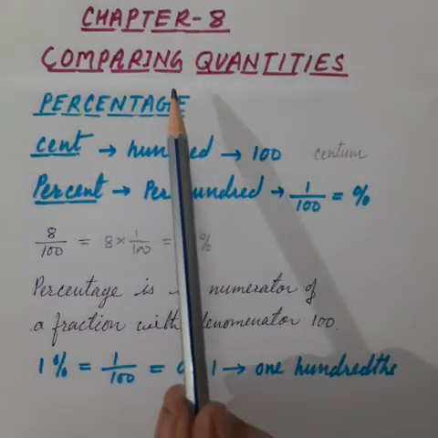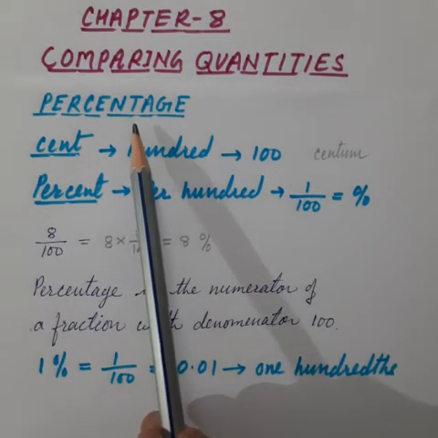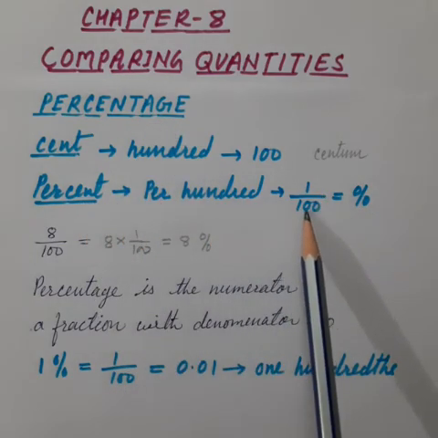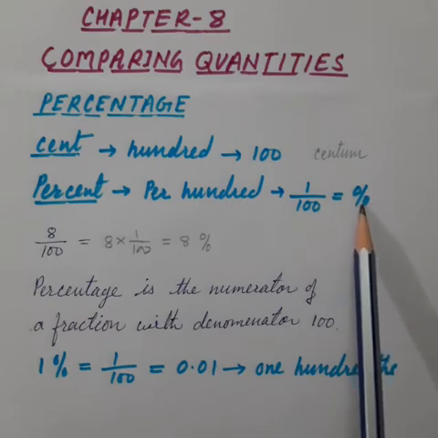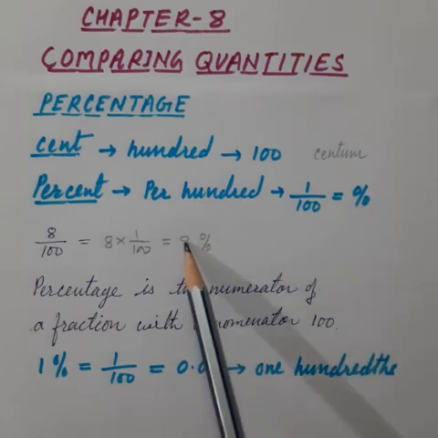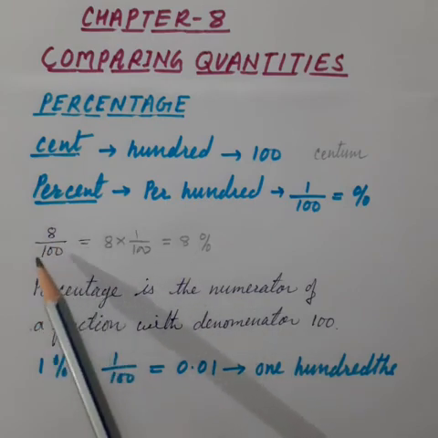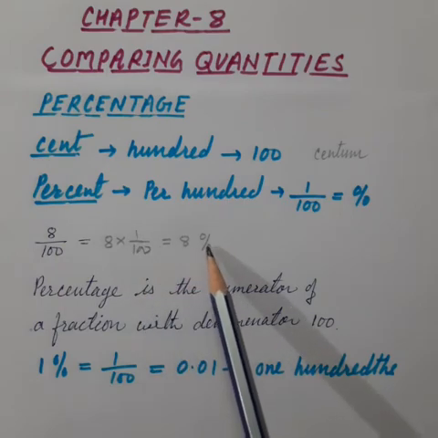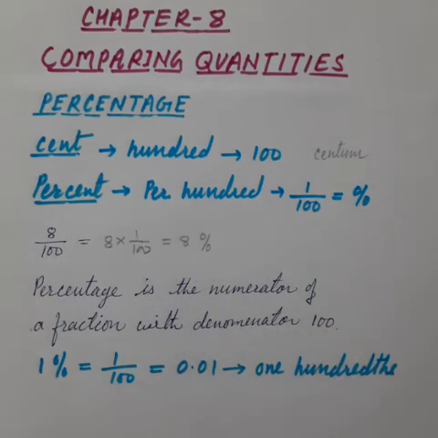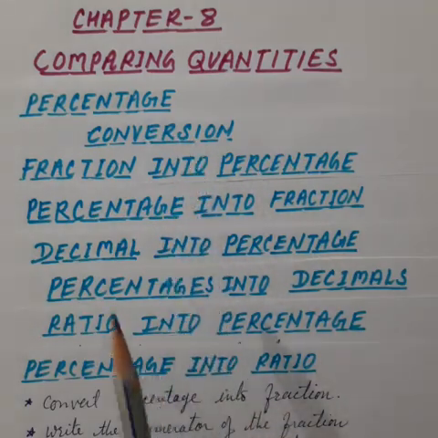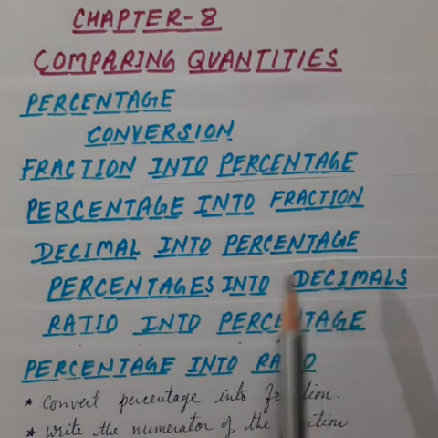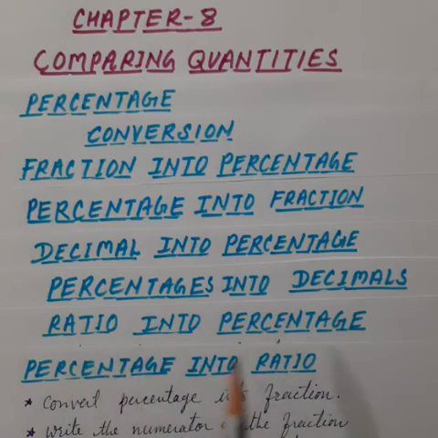In chapter 8, comparing quantities, in the previous class we learnt about percentage. Percent means per hundred, and 1 by 100 is represented by this symbol, percent. Percentage is the numerator of a fraction whose denominator is 100. And this 1 by 100 is represented by this percent symbol. We also learnt about these conversions: fraction into percentage, percentage into fraction, decimal into percentage, percentage into decimal, ratio into percentage, and percentage into ratio.